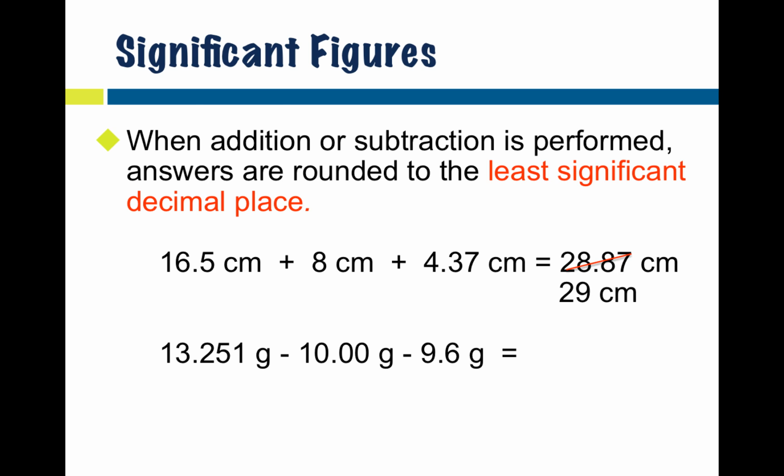All right, let's look at another example. Again, a subtraction problem, so we're looking at the least significant decimal places. This one has 3 decimal places. This one has 2 decimal places. And this one has 1 decimal place. So our answer is going to be limited to the one that has the least number of decimal places. It's going to have 1 decimal place. So when we do the math, we get 1.651. We need to round this to 1 decimal place. We're going to get 1.7 grams for that one. Okay?